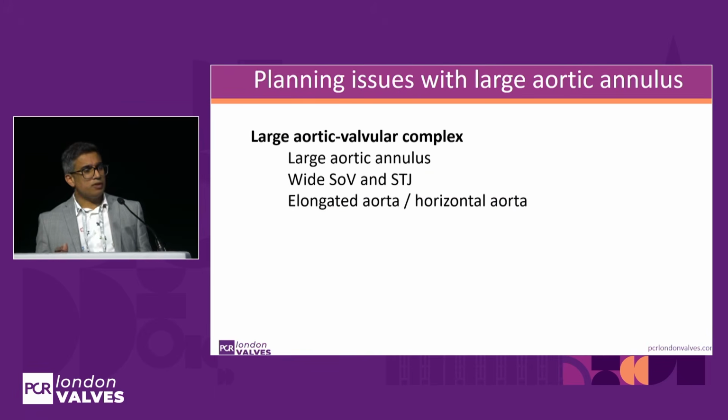What are the specific issues that come to mind when we're dealing with these patients? Well, they don't just have a large annulus, they've got a large aortic and valvular complex. And what that means is their sinuses are large, often their STJs are large, and they commonly come with horizontal and elongated aortas.